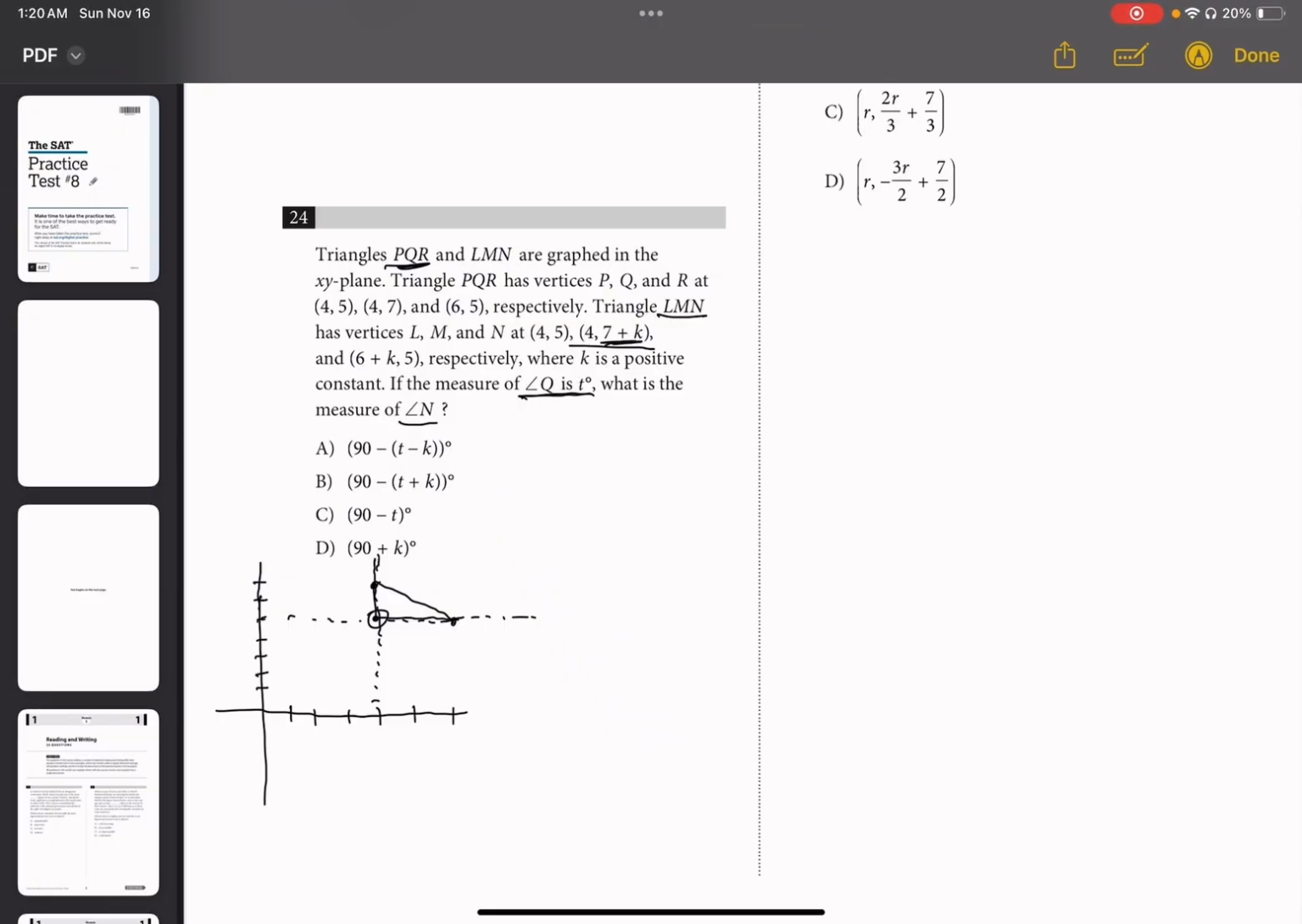Let me label our points really quick. We have (4, 5), which is P, (4, 7), which is Q, and then this would be R. So P is a right angle. And then we're looking for angle Q, which is t degrees. So what is the measure of angle N?